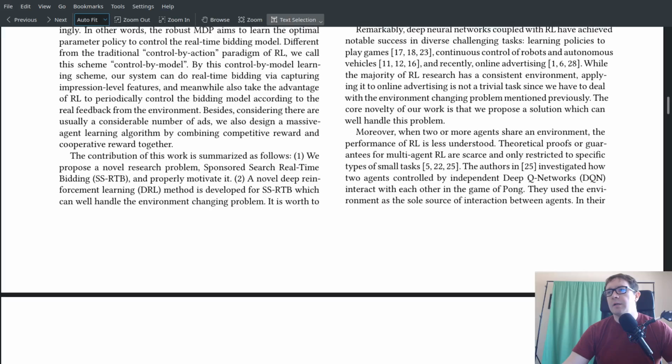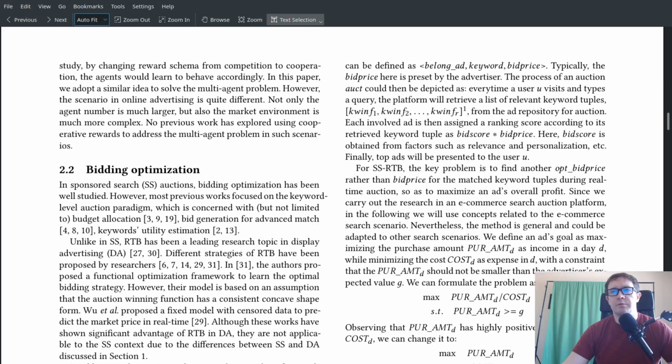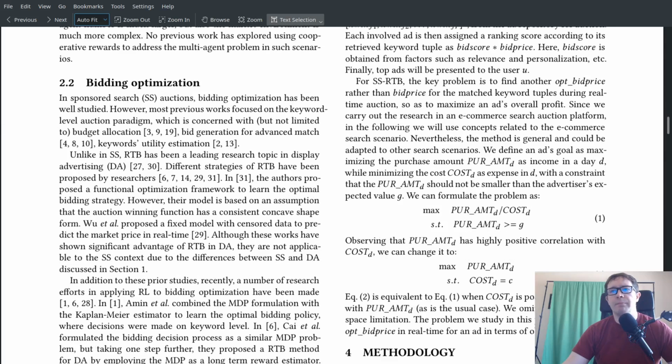So they go on to talk a little bit about the history of reinforcement learning to set the stage. We know all of that. They talk about bidding optimization. That's where they get into the point of what I just said, where you've got to make money in the ads, and moreover, the ad cost must be less than the revenue generated by the ads.